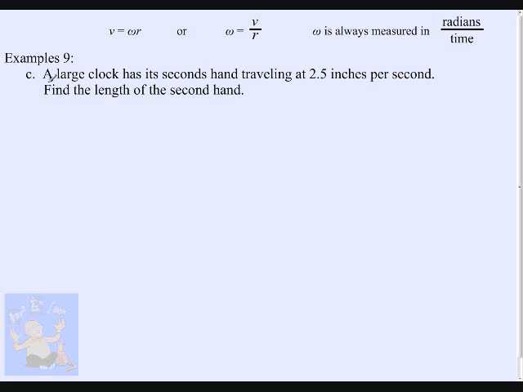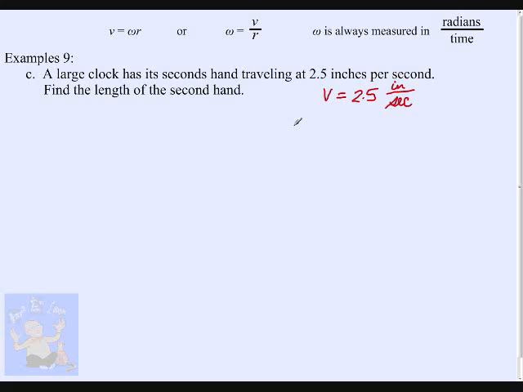Hopefully, I will have gotten it right. A large clock has its seconds hand traveling at 2.5 inches per second. Find the length of the second hand. All right. So I have a linear velocity of 2.5 inches per second.